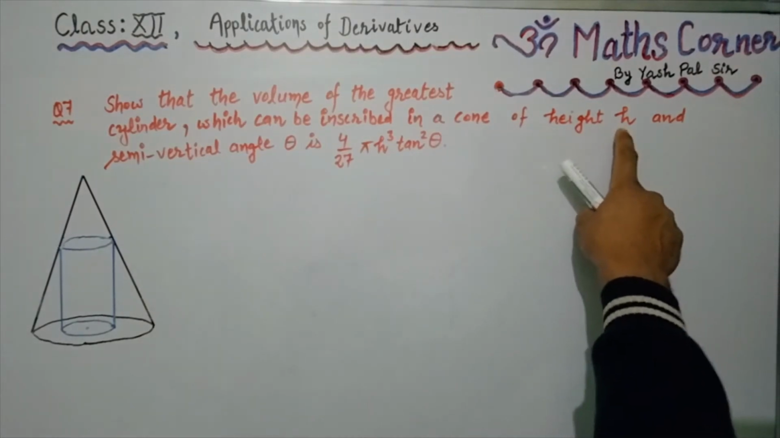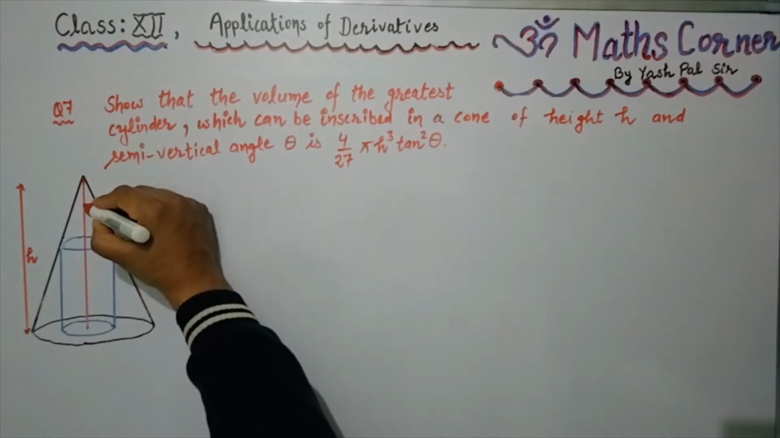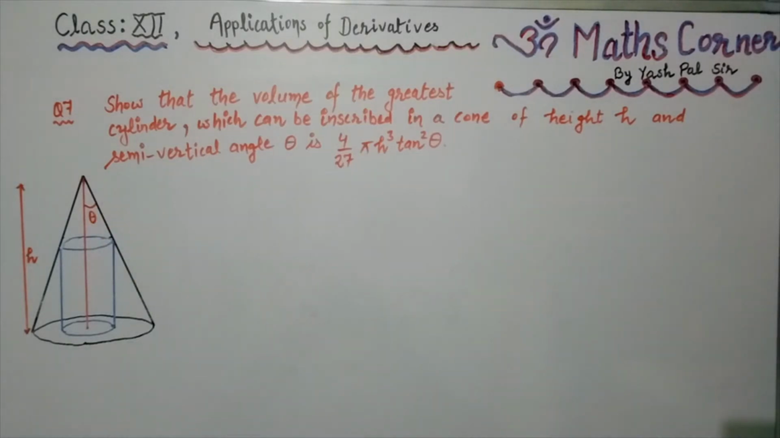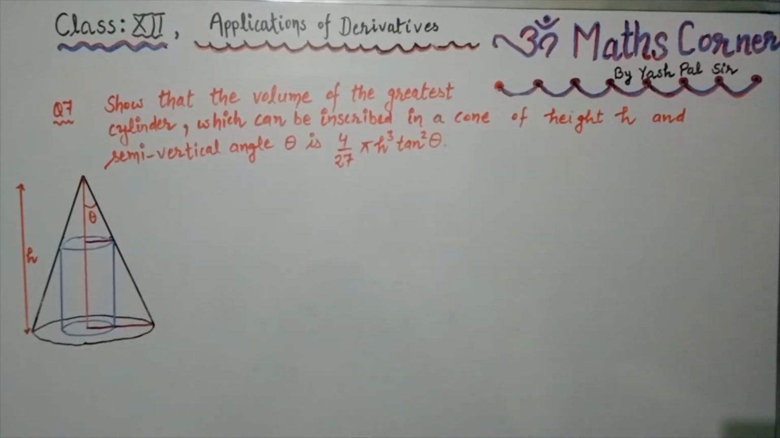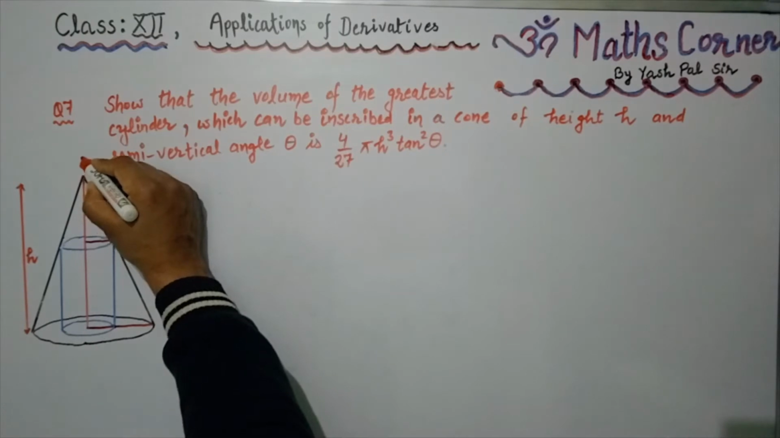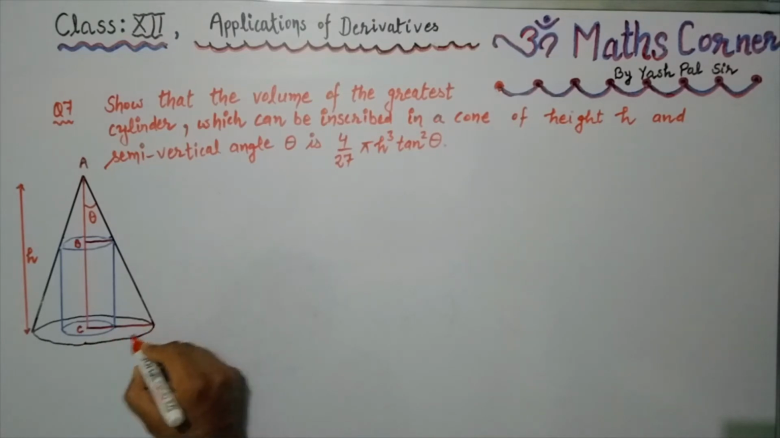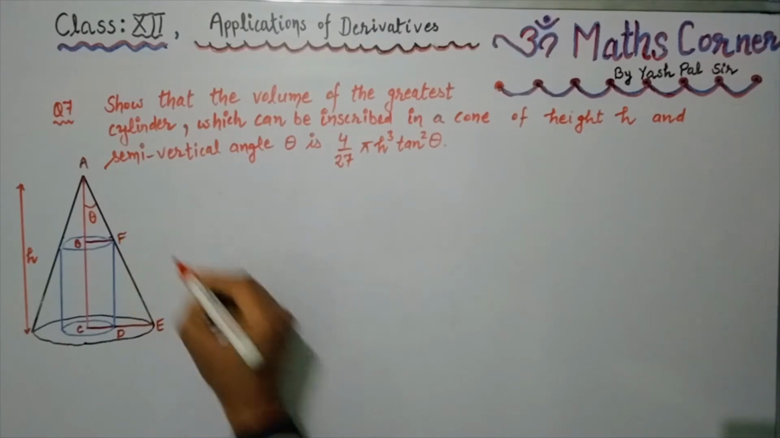Height of the cone is h. This is given. That is, this is constant. H height is constant. Semi-vertical angle theta. This is also given, so this is also constant. From this way, this angle is theta. This is called semi-vertical angle. Right? Now we join this side and this like this. Now we name this as A, B, C, D, E, F.